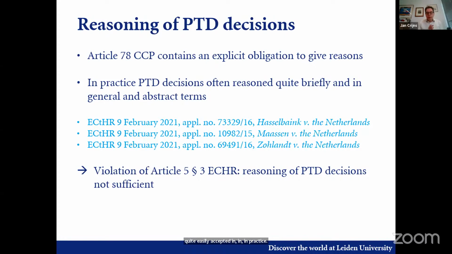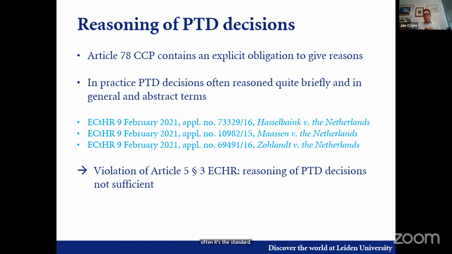Okay, and then the second problem is the poor reasoning of pretrial detention decisions. When you take a look at the Dutch Code of Criminal Procedure, then you read in Article 78 that the judge who is ordering pretrial detention must give reasons for this decision. He must explain, he must substantiate why he chooses to place the accused in pretrial detention. Okay, that is the code, but that's not the practice. In practice, pretrial detention decisions are often reasoned quite briefly and in general and abstract terms. And often it's a standard reasoning.